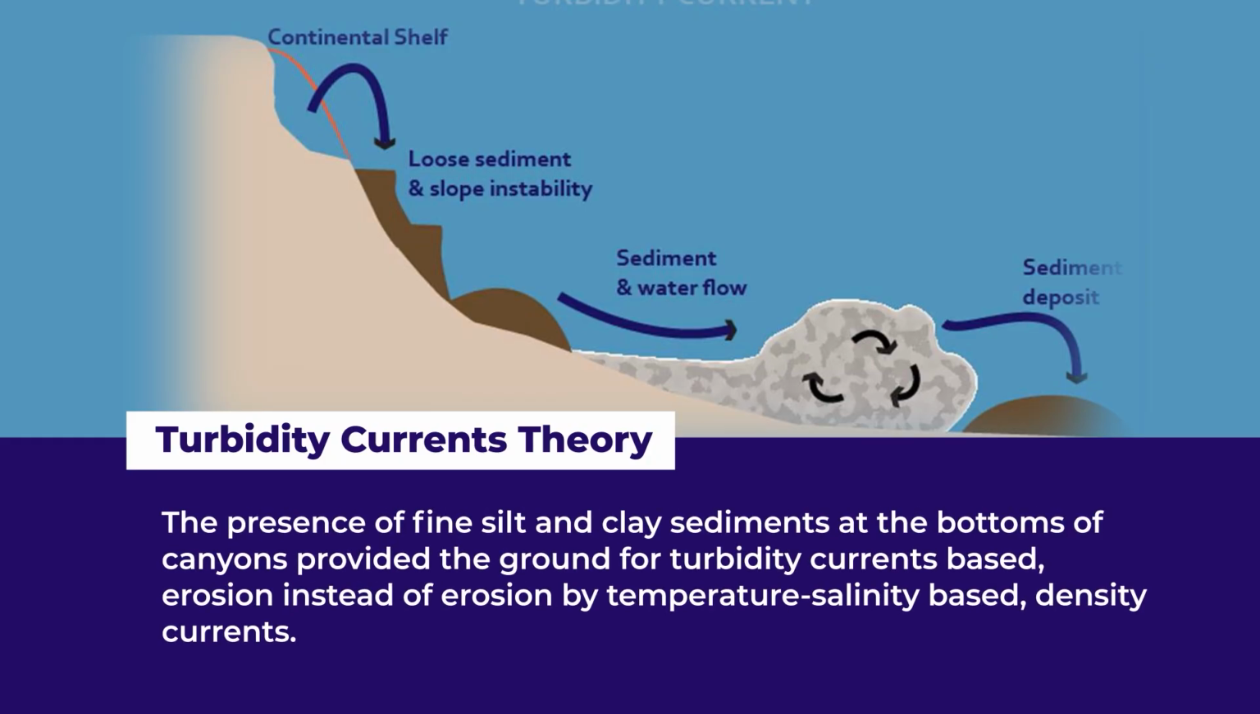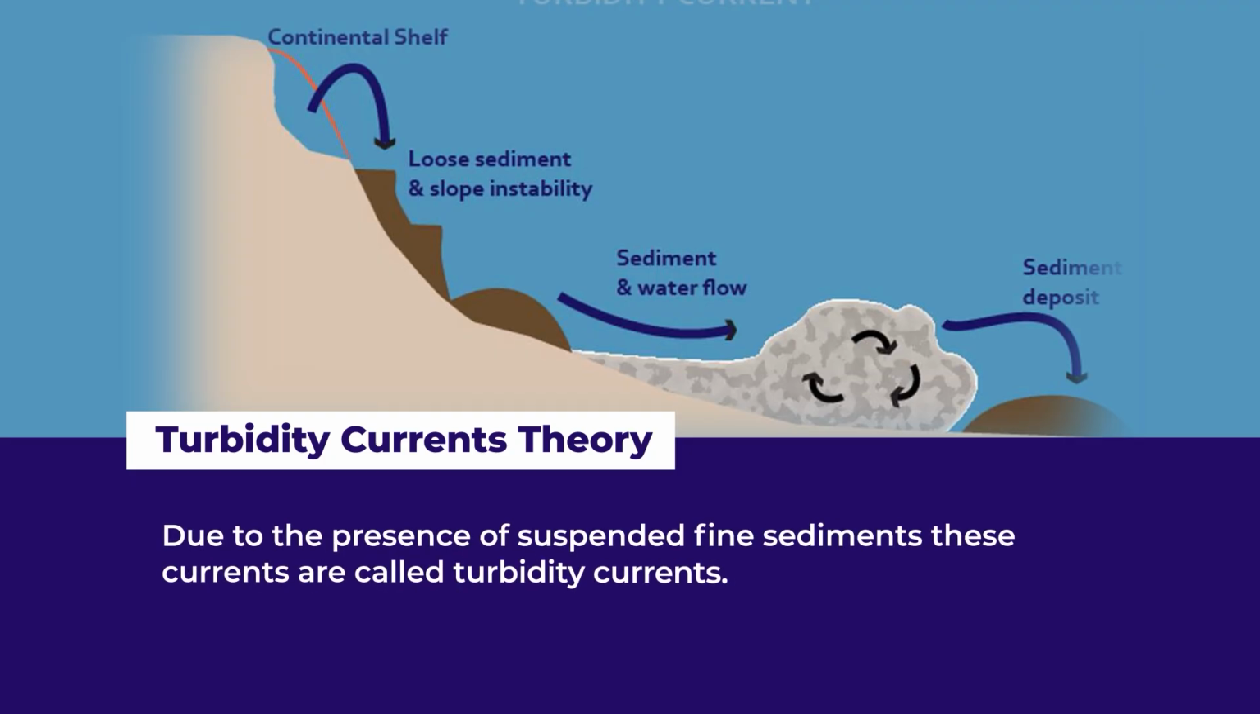The presence of fine silt and clay sediments at the bottom of canyons provided the ground for turbidity currents based erosion instead of erosion by temperature salinity based density currents. So turbidity currents idea is better than density currents. Due to the presence of suspended fine sediments, these currents are called turbidity currents.